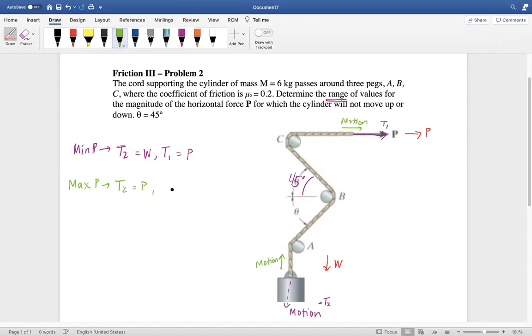Which one is moving in the opposite direction? The weight. Exactly. So that's why these two are what they are. Does that kind of clear that up a little bit?